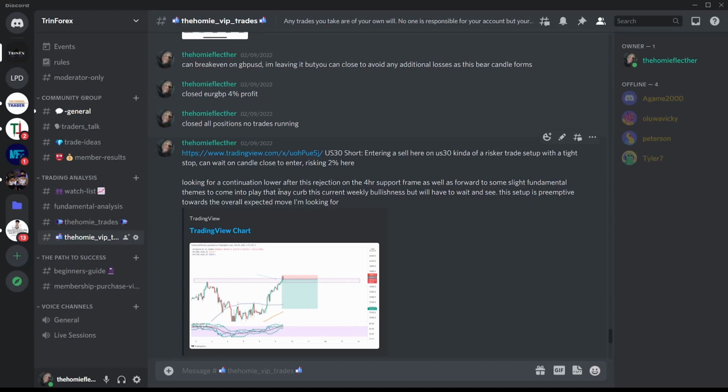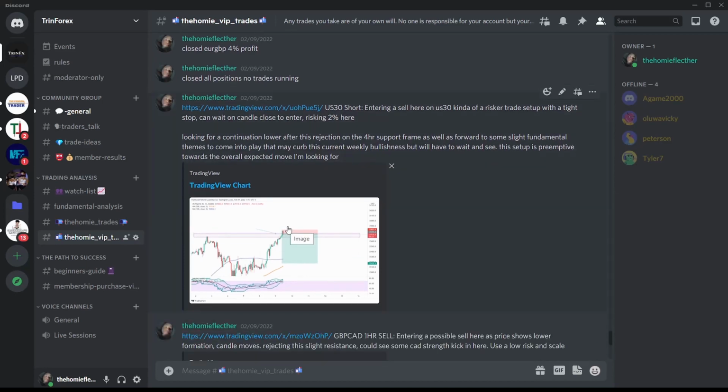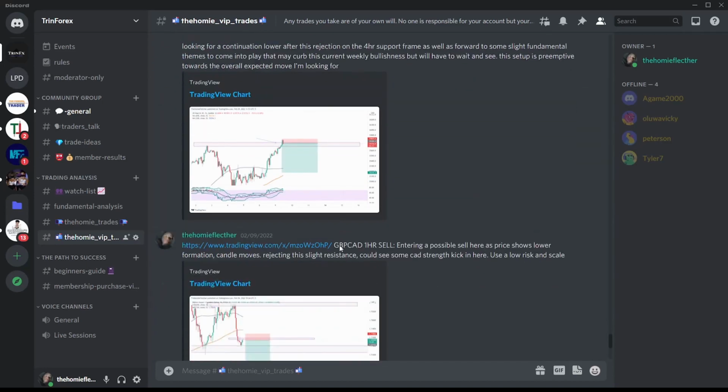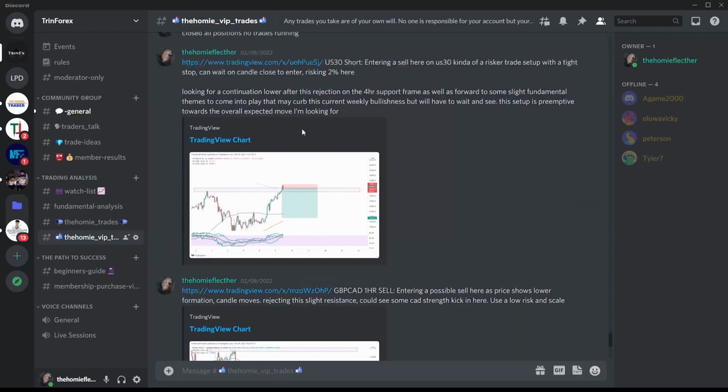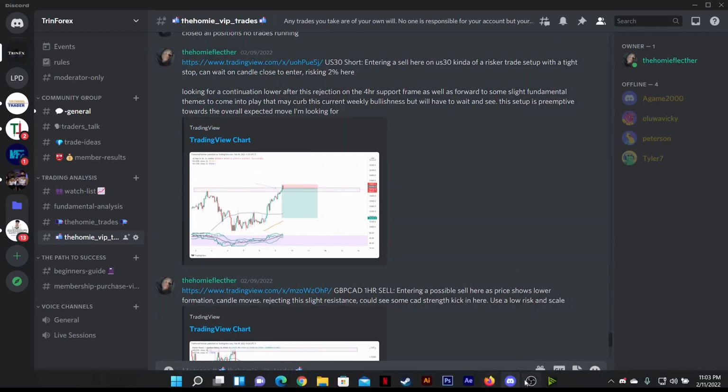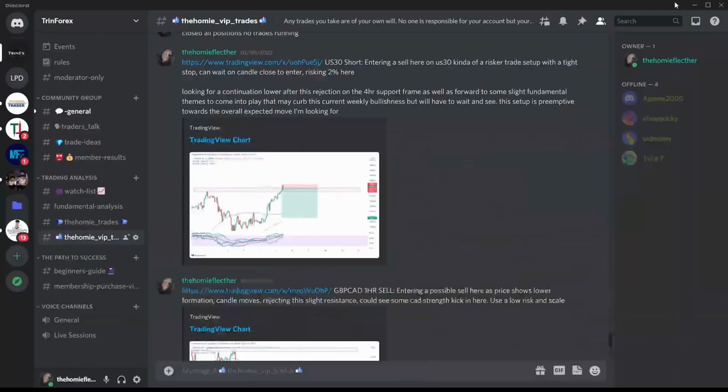All right, looking for a continuation lower after this rejection on the 4-hour support frame, as well as forward to some slight fundamental themes to come into play that may curb this current weekly bullishness. But we'll have to wait and see. This setup is preemptive towards the overall expected move I'm looking for, and as you see, that was the move. Right, so that was US30. That is what happened playing out. I'm sorry for making this video too long, guys. I apologize.